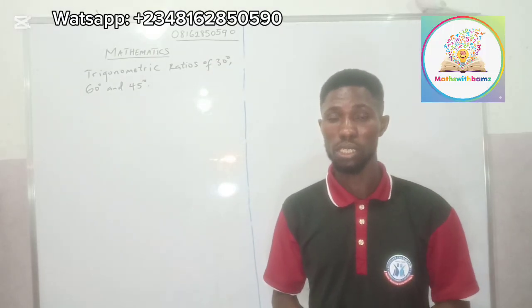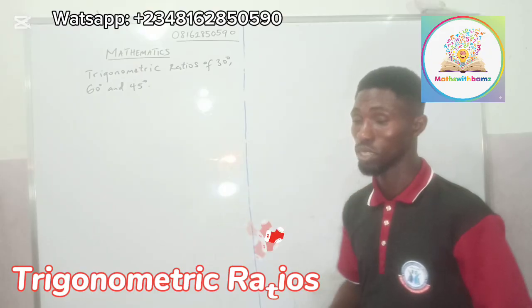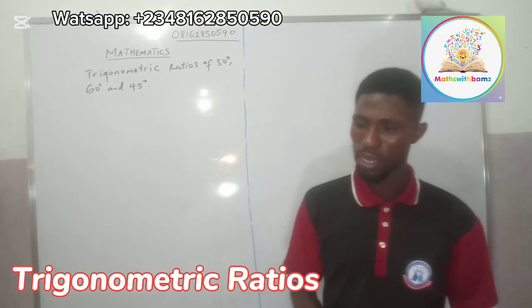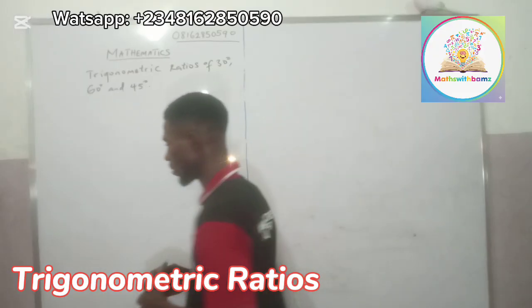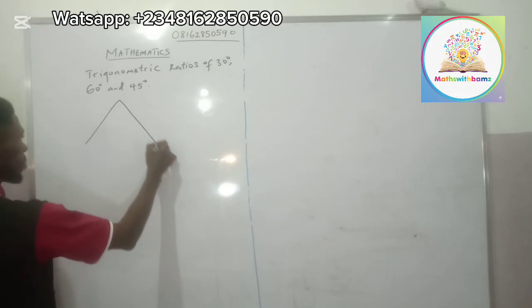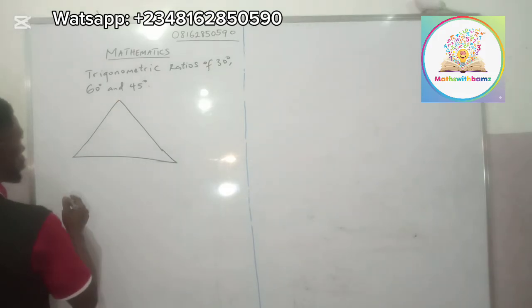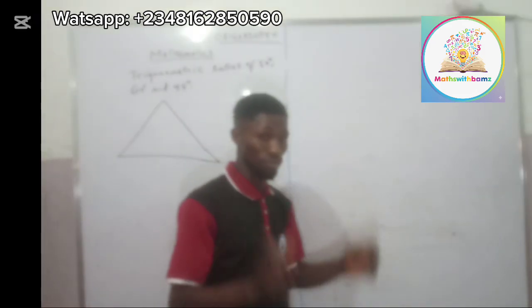Today we are discussing trigonometry. We have the trigonometric ratios of 30 degrees, 60 degrees, and 45 degrees. Trigonometric ratios are about triangles. When we have a triangle like this, it is what we call an equilateral triangle, so there are three equal sides.